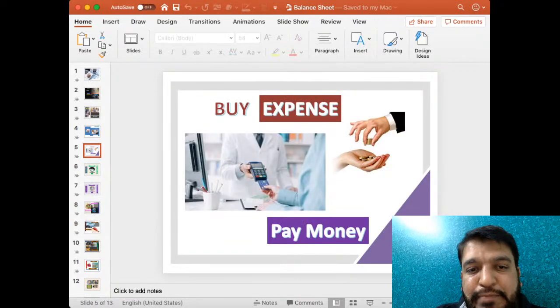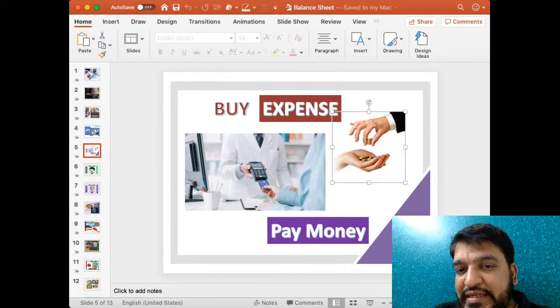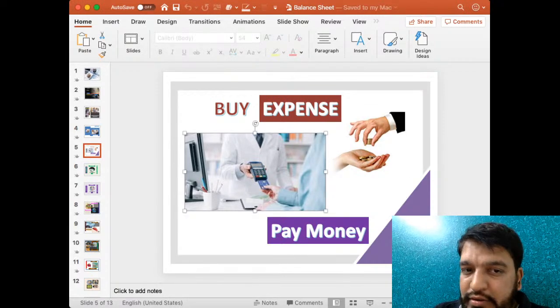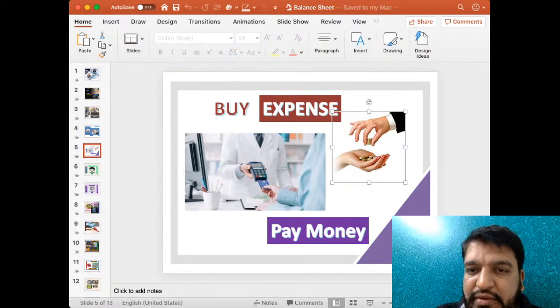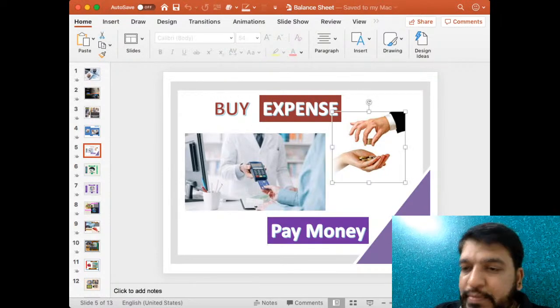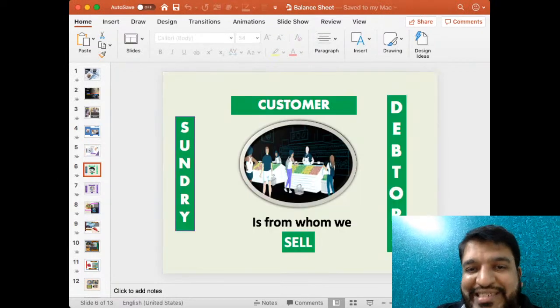Expenses is the opposite of income. Instead of sell, here you buy and you have to pay money. As you can see, this man is paying money, and here she is paying through a card. It could be for services or it could be for products, whatever. The basic concept here is you need to buy. So money is going out from the company. You have to pay money. In return, you'll either get service or you get product. Okay? Now, let's see what a customer is.